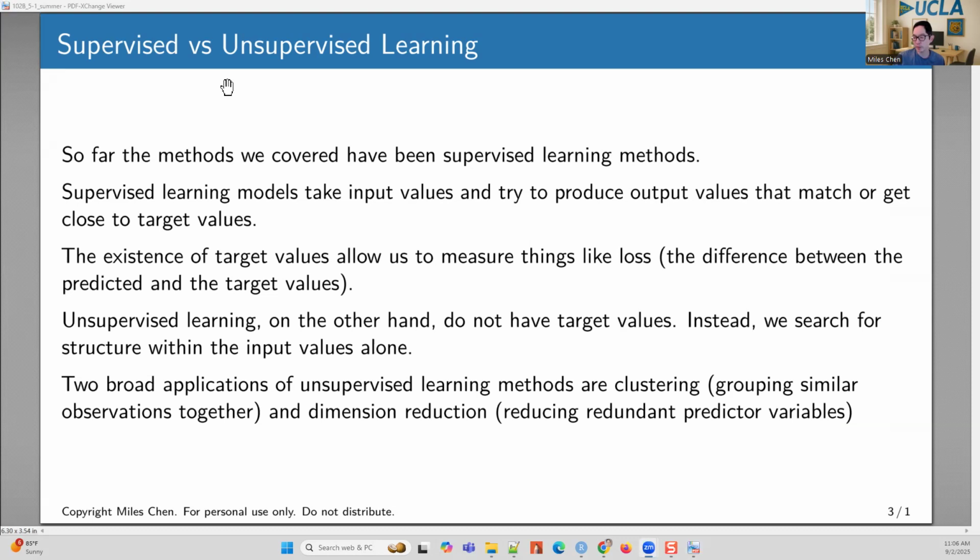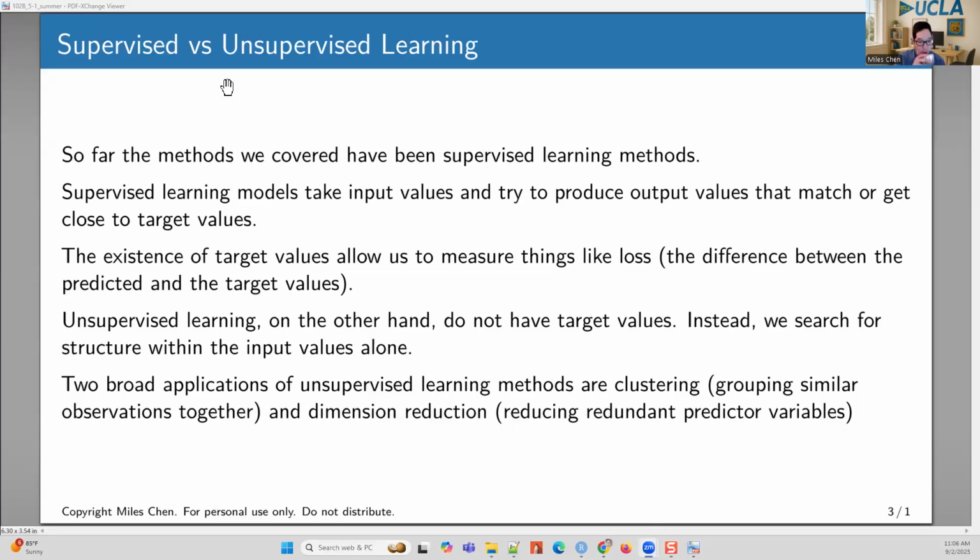On the other hand, when we have unsupervised learning, we don't have target values. Instead, we're searching for, for lack of a better word, structure within just the input values itself. So you basically just have an X matrix. You don't have Y labels or target values, and you're trying to find some kind of structure or patterns within just the X.